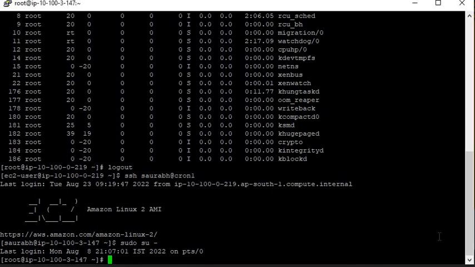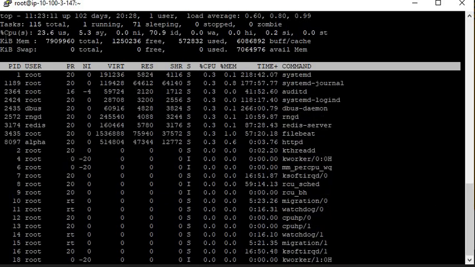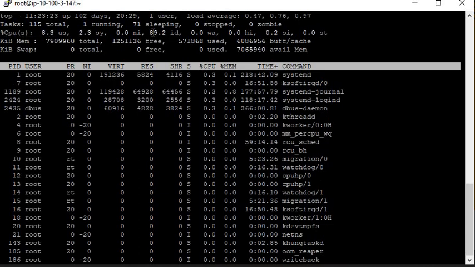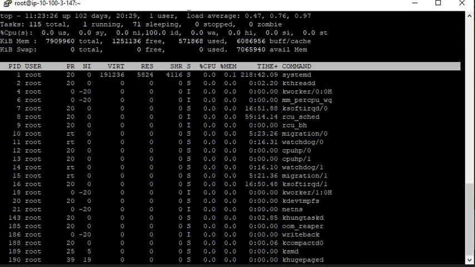So this is a new machine I am showing. You can see that CPU is being used 5.3%, system is 1.7, and it's 93% idle. Here you can see the load average.